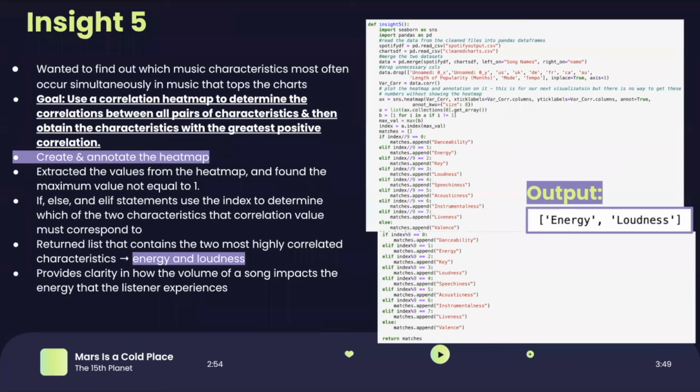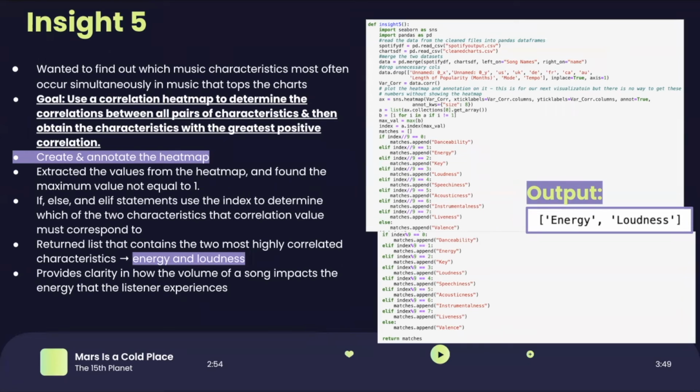Additionally, our last insight was to determine which two characteristics were most positively correlated with each other. In order to do this, we created and annotated a heat map, extracted the values of this correlation heat map, and found the maximum value that was not equal to 1, which was about 0.75.